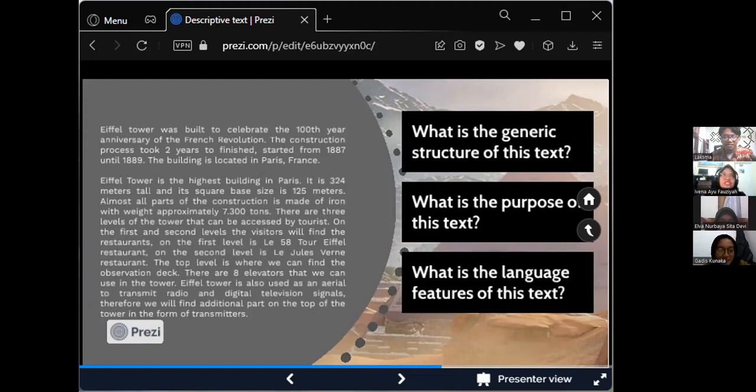Do you remember? I will give you a clue. Specific participant and the use of simple present. You can just spot it right now. Specific participant, sir. Yeah. And what is the specific participant here? Eiffel Tower. Great. Two for Alpha, one for Gadis, and two for Ivana. So this is the last, about simple present. Anyone? Me, sir. Okay, Ivana, what is the simple present tense in here? Is it the sentence: there are three levels of the tower that can be accessed by tourists?